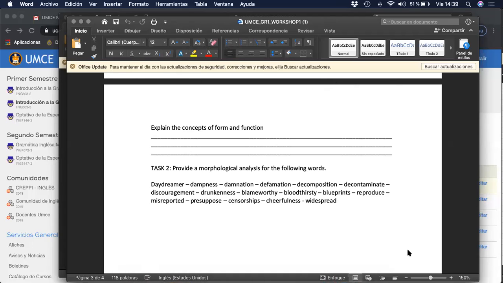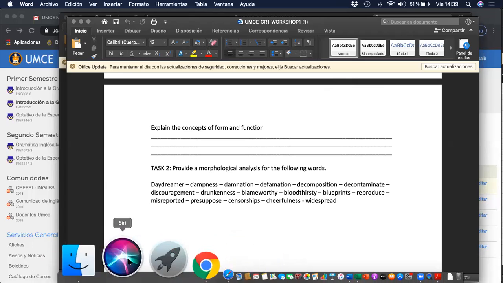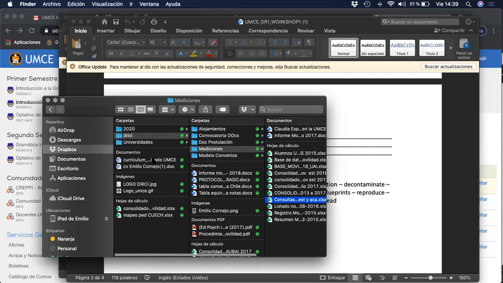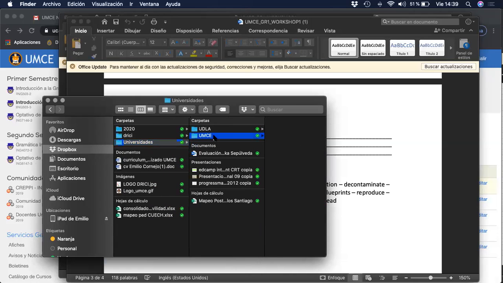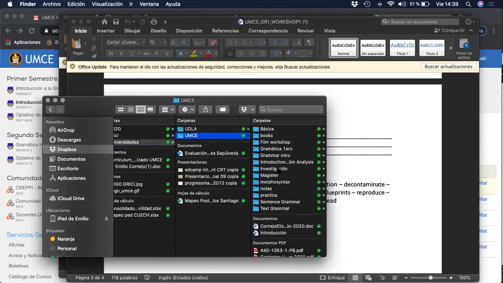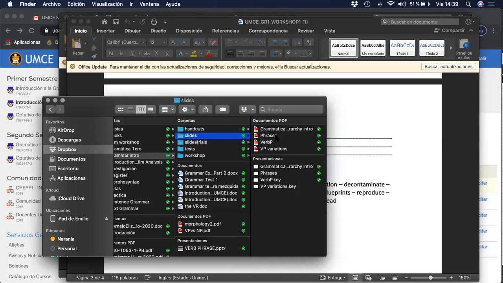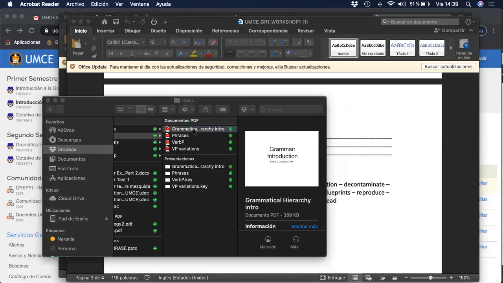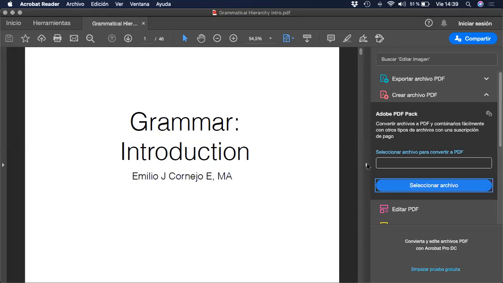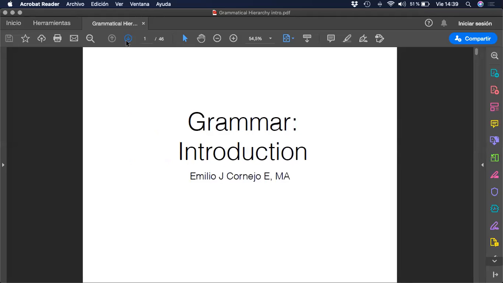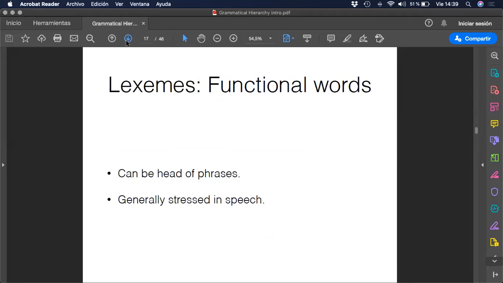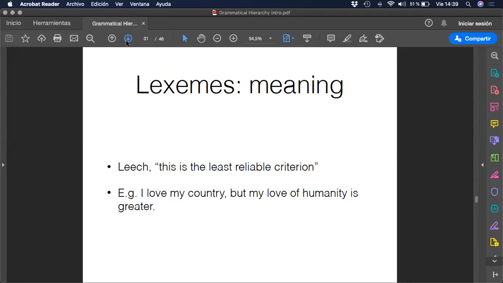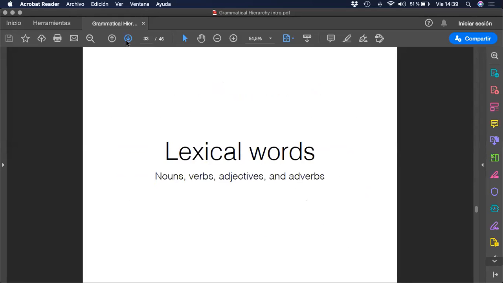Entonces, sí, yo había compartido mi pantalla. Dropbox, universidades, Umce, grammar intro, slides, grammatical hierarchy. Entonces, ayer nosotros vimos lexemes, open classes, closed classes, lexeme, form, function, meaning, Jabberwocky, lexical words.